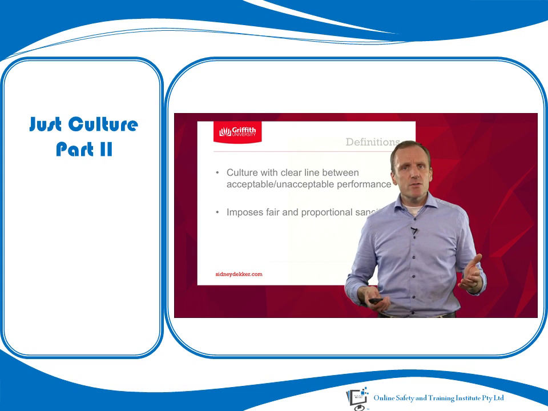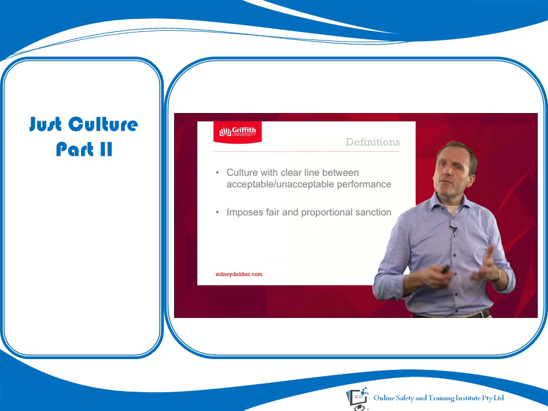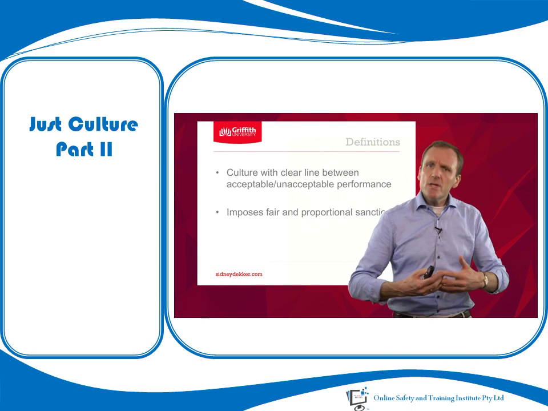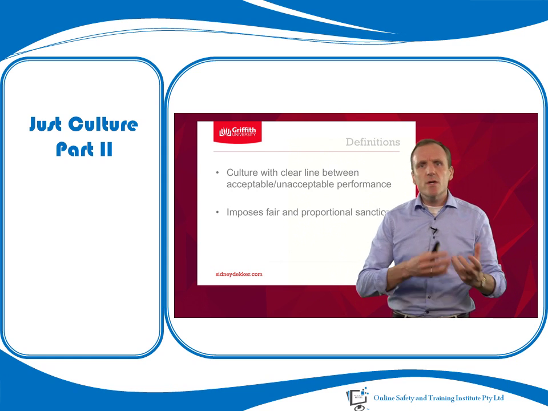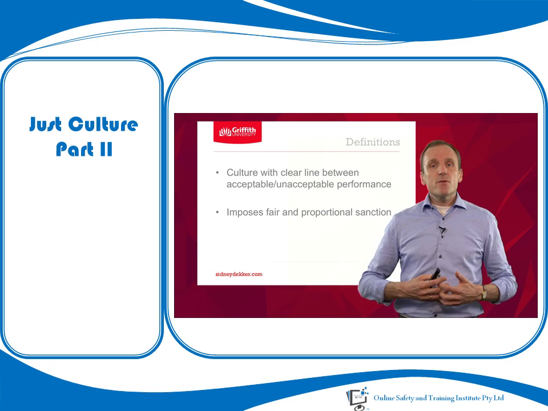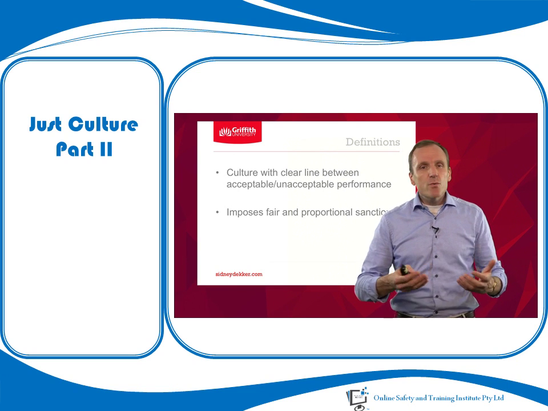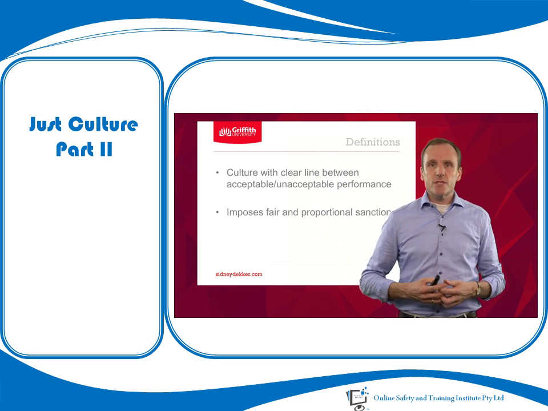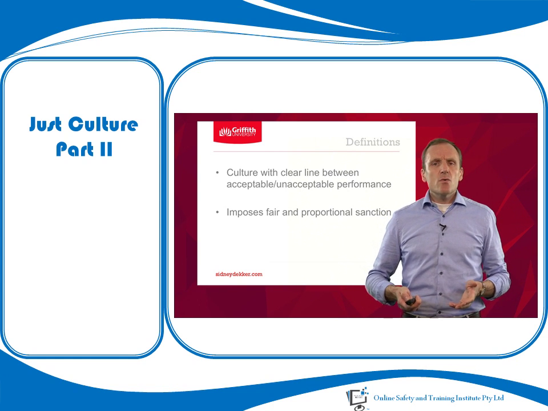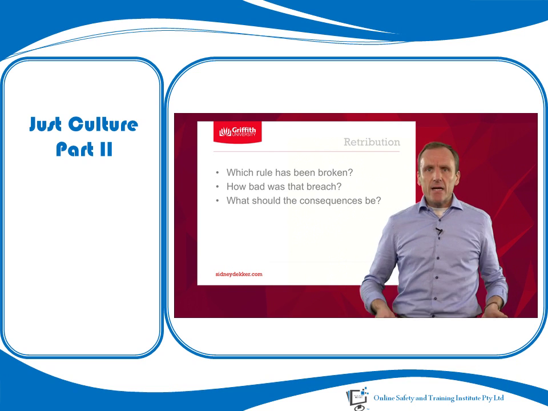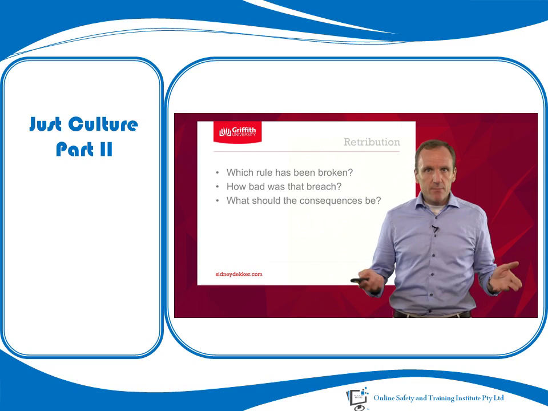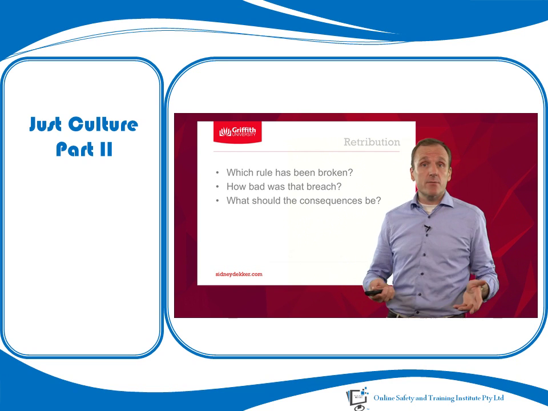Remember that in the previous module, a very popular way of thinking about just culture is a culture that knows a clear line and communicates a clear line between what is acceptable and unacceptable performance to your workers. In the retributive sense, such a culture would impose a fair and proportional sanction if things are unacceptable. So these are the questions that are typically asked in retribution. Which rule was broken? How bad was that breach? And what should the consequences be?